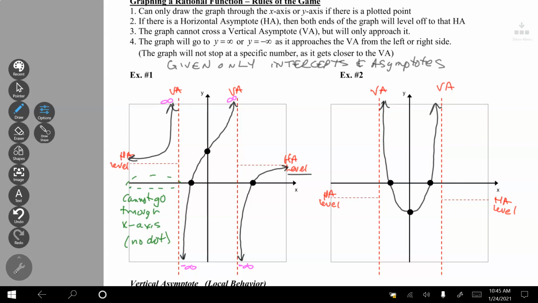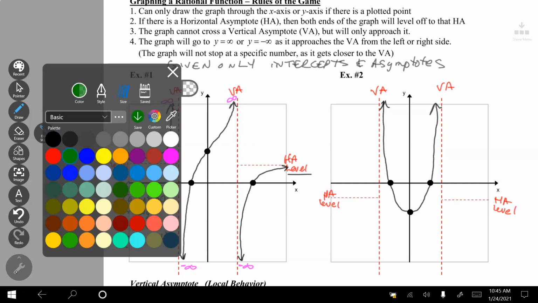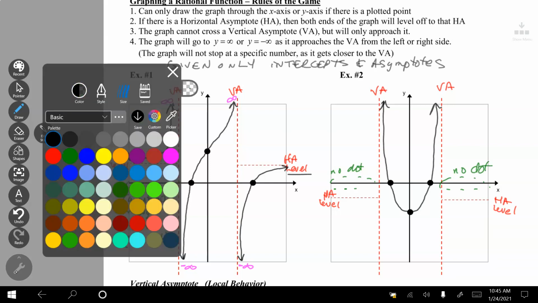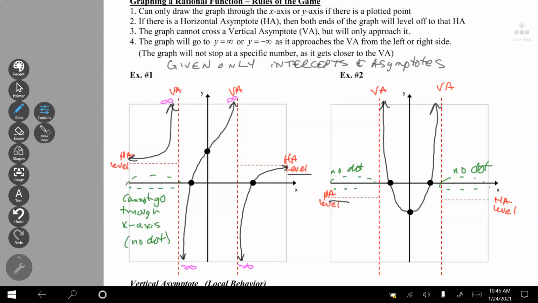And again, there are no dots here. There are no dots here. That means if there's no dots, I cannot go through the x-axis unless there's a dot there. So that means I must be something like this, level going down to infinity, negative infinity, and level and going down to negative infinity again. These are all possible graphs.